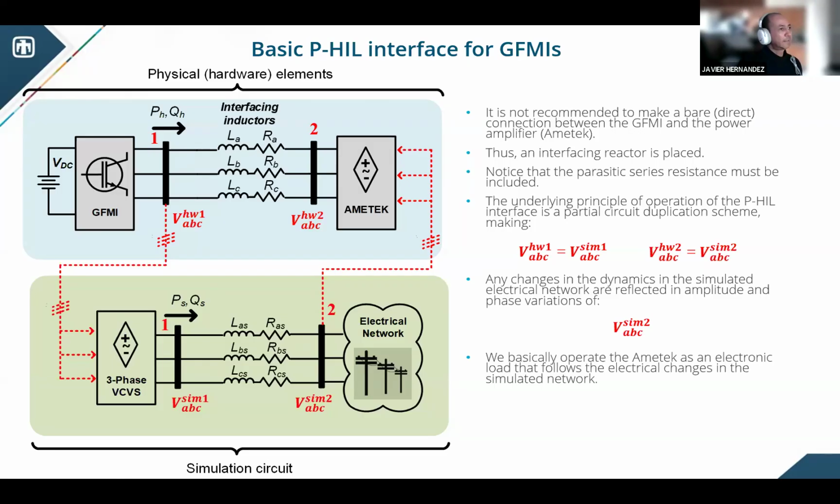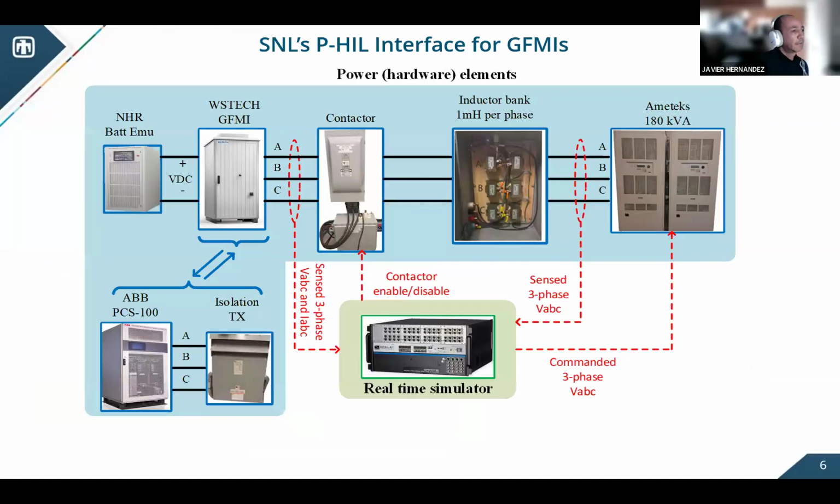Now, how does it look like in real life, or what are the actual elements that we currently have at Sandia? This is a diagram that describes basically all the elements involved in this P-HIL interface. And those are the actual hardware devices that we use. You could see that we have a battery emulator to drive the DC side of any of the two available grid forming units that we have right now. The one that we are currently using is the Westec, but we have the capability to interchange it for the ABB, and we do this manually, and it's a process that could take us no more than 15 minutes.